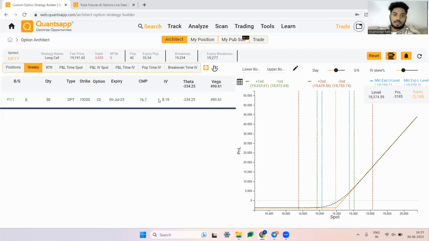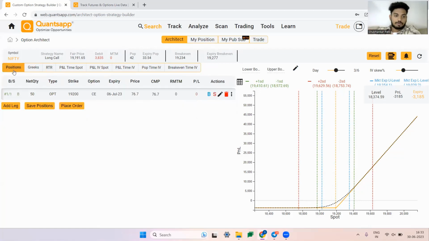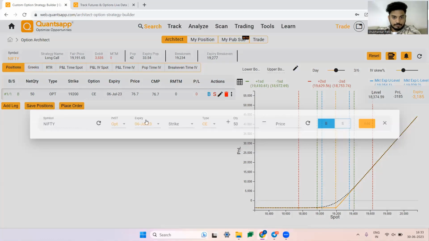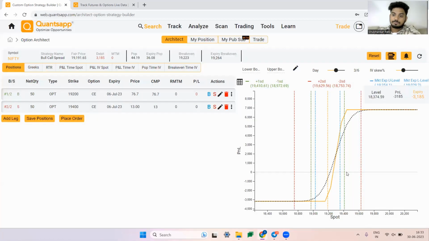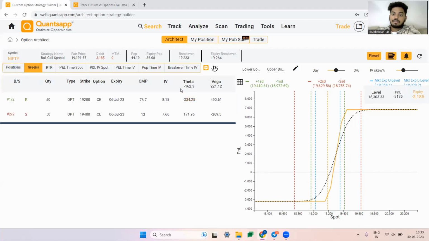Let's say Greeks, so these are positional Greeks. So the theta decay is 334 rupees absolute. So this is multiplying the theta decay into the lot size. And let's say I am converting this into a bull call spread. See, the theta has gone down to 162, which is a huge drop in theta. First I was paying 330 rupees to be in the option strategy. Now I'm just paying 162 rupees to be in that option strategy.